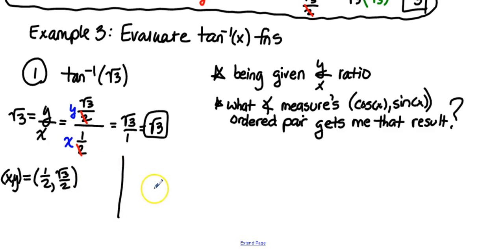If I sketch that, that is short x, long y. So short x, long y would put me up here on the unit circle. And when I ask myself what angle measure is associated with that xy ordered pair, or cosine sine ordered pair, my answer, and I'm hoping we're all thinking the same answer right now, is pi over 3.